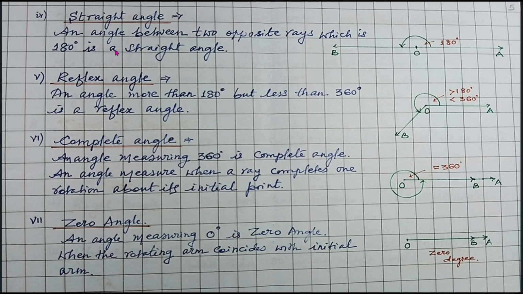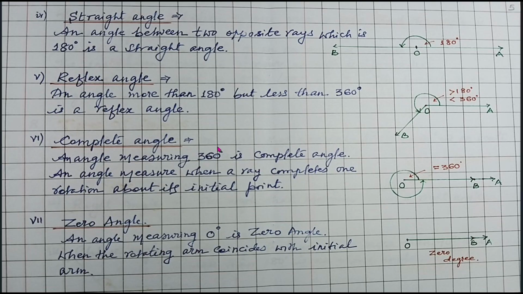Remember that. Now straight angle, an angle which measures 180 degrees is a straight angle. Now here if you observe, angle AOB is 180 degrees, therefore it is a straight angle. An angle which measures more than 180 degrees but less than 360 degrees is called a reflex angle. Now we have angle AOB greater than 180 but less than 360, therefore it is a reflex angle.